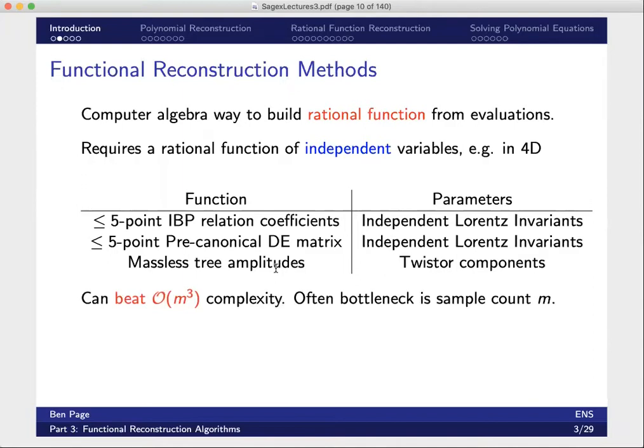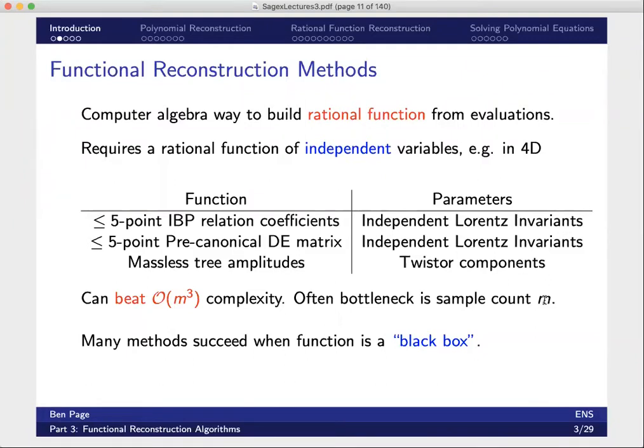Well, one reason is that we can get away with beating the big O of m cubed complexity that we find in Gaussian elimination. And in fact, this can become important enough that the actual bottleneck may well become the number of samples that you have to make of your original function. And another thing that is often very nice about these methods is that you can use them when you have no knowledge of your function other than the fact that it is a rational function of the input variables.